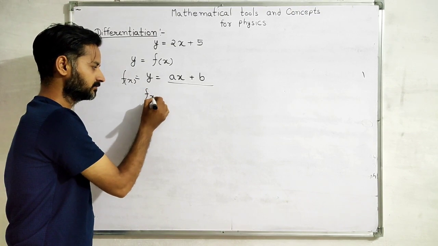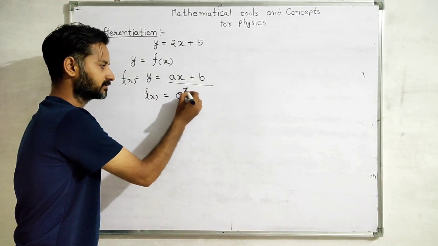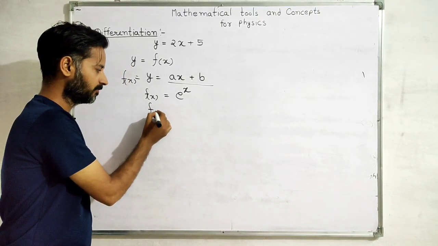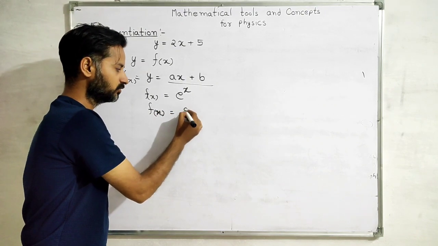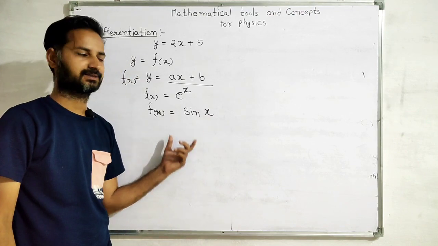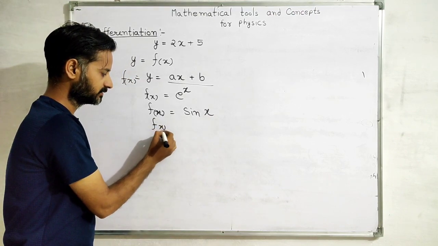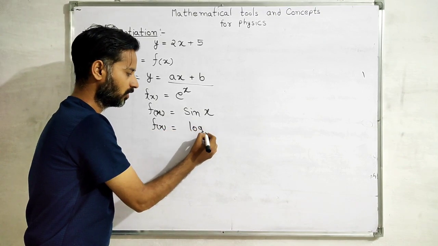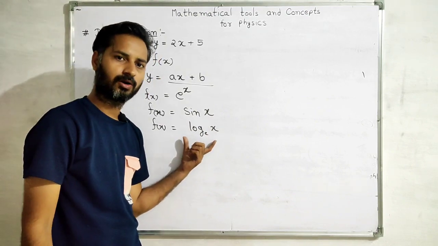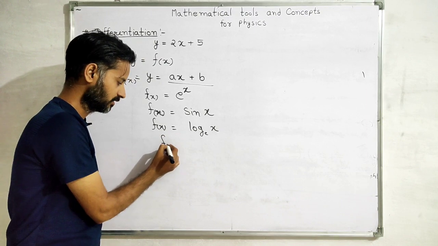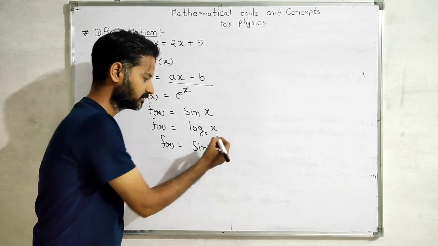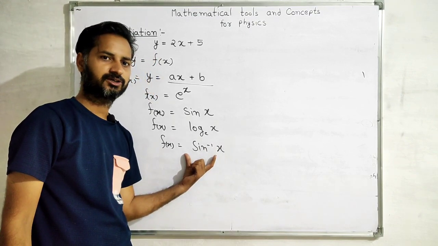There are some other functions, like f of x is equal to e to power x. This is called an exponential function. F of x is equal to sin x. This is called a trigonometric function. F of x is equal to log e x, where x is greater than 0, then this is called a logarithmic function. F of x is equal to sin inverse x. This is called an inverse trigonometric function.